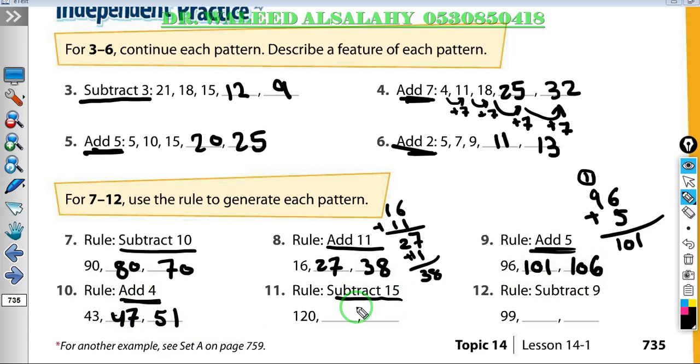He said here subtract 15. 120 minus 15, it's 105. If you don't know, put it 120 minus 15. This will be 10. This will be 1. 10 minus 5, 5. 1 minus 1, 0. And call the 1 down, 105. 105 minus 15. 5 minus 5, 0. 10 minus 1, it's 90. So the answer is 90 here.